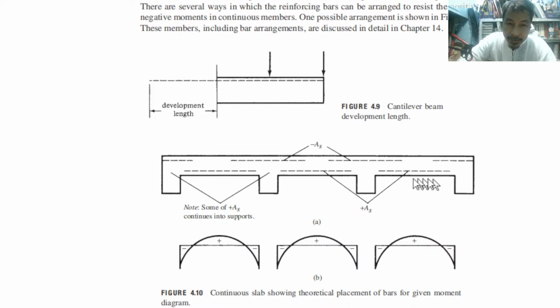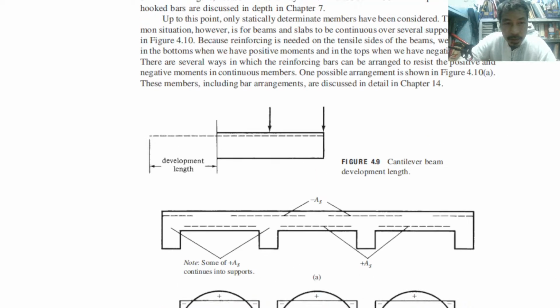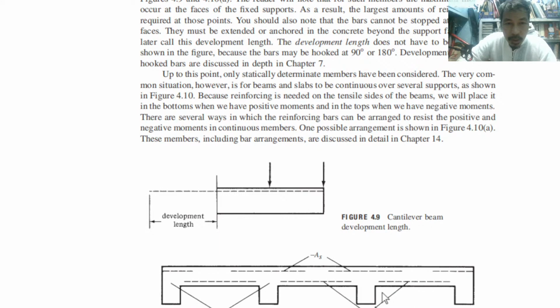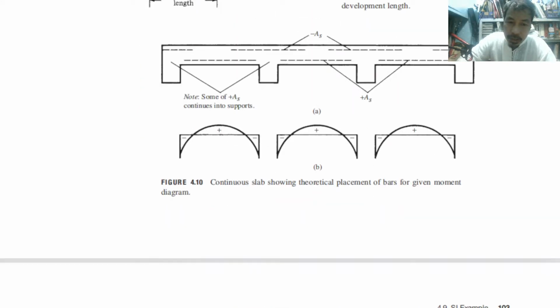So all of these are tension steel bars. That's why we are saying that this is positive steel, negative steel, but they are not A prime S. They are only A S. Only A S, not A prime. Negative A S, positive A S. Are we clear? This is how we design for continuous and cantilever.